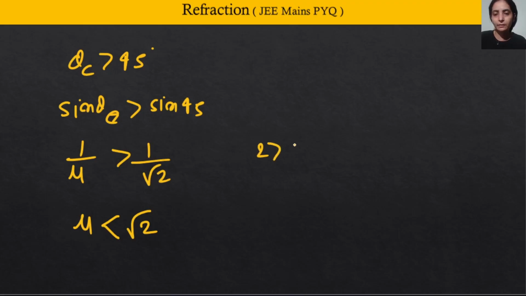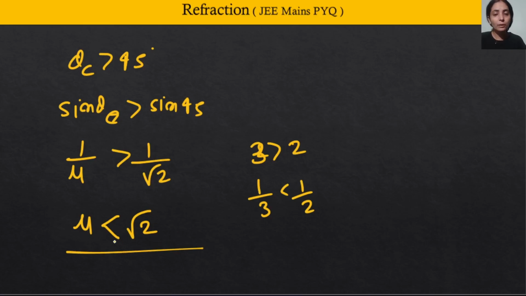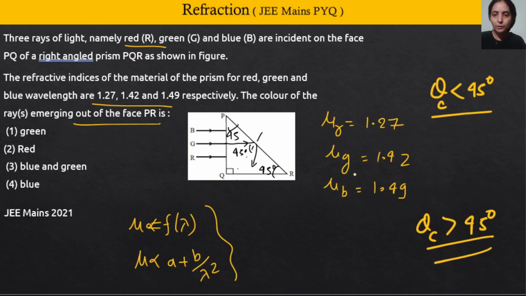Like, let's say 3 is greater than 2, but 1 by 3 is less than 1 by 2. So the inequality sign will be opposite: mu less than root 2. So if the value of mu is less than root 2, then theta c will be greater than 45. Let us check for which the value of mu is less than root 2. This is root 2, meaning 1.414. So 1.42 green will almost graze the surface. Mu blue is greater than this, so basically it will be totally internally reflected, and this is less than 1.414, so this red light will come out. So here red light will come out.